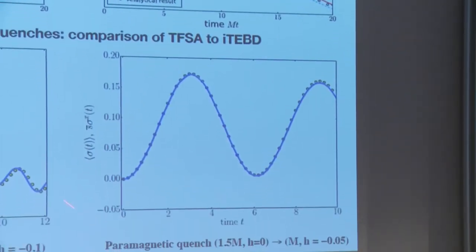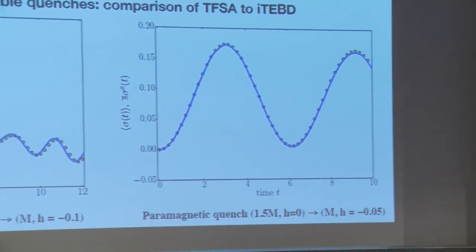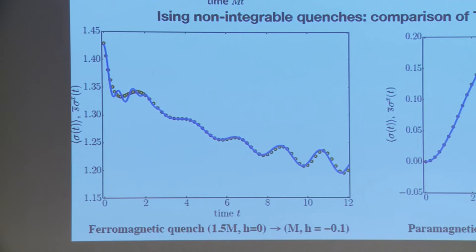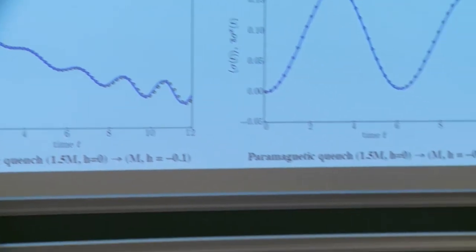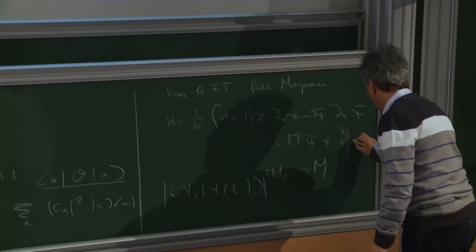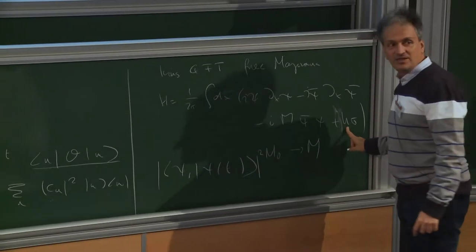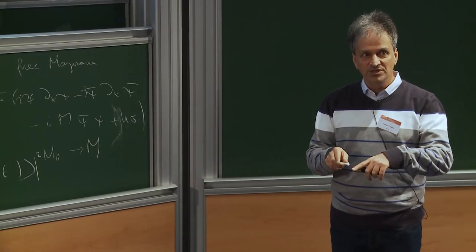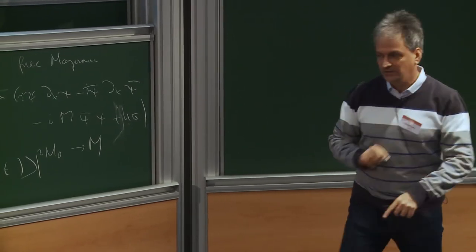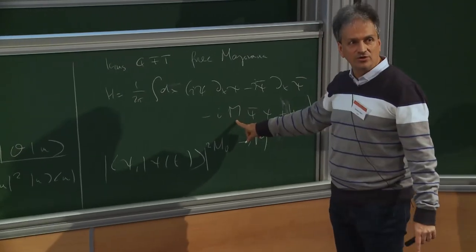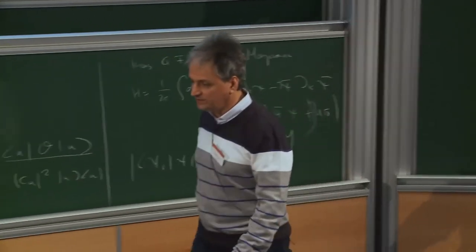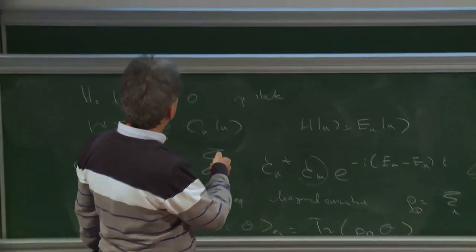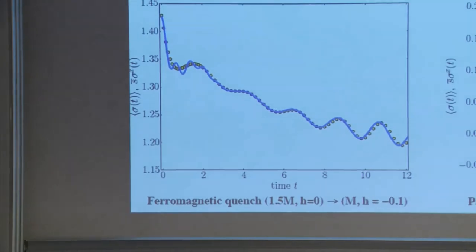And the non-integrable quenches are basically the following. We are quenching from a free Majorana fermion, but the endpoint to which we are quenching also includes in this Hamiltonian another term, which is an external magnetic field. In the Ising spin chain, the quantum Ising spin chain, people would call this the longitudinal magnetic field. This is the transverse magnetic field on the quantum chain, and this is the longitudinal magnetic field in the quantum spin chain. Okay, so you can do this either in the ferromagnetic or the paramagnetic regime.